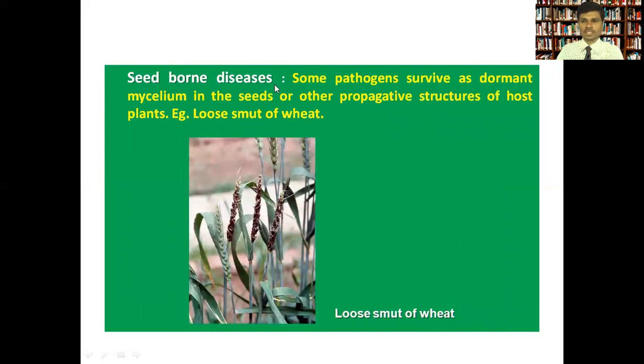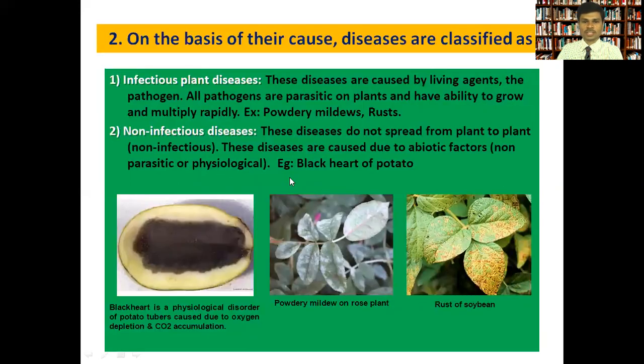Then seed-borne diseases. Some pathogens survive as dormant mycelium in the seeds or other propagative structures of the host plant. Example, loose smut of wheat. Here we can see that instead of forming wheat grains in the panicle of this wheat plant, there is an accumulation of the black spores of the pathogen. That's why this disease is a seed-borne disease.